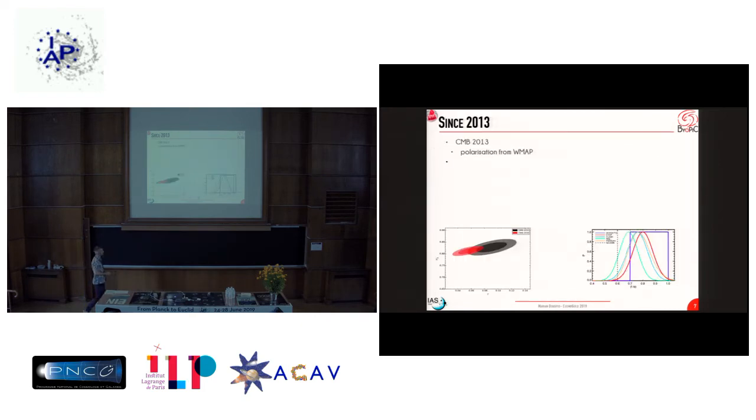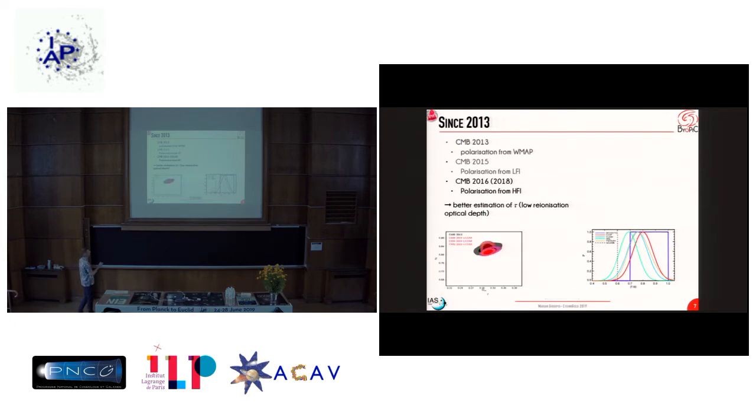So what has changed since 2013? On the CMB side, we've seen this morning that over the years, we used polarization from HFI with a better estimation of the reionization optical depth, a lower value of tau, and this lower value of tau, because of the degeneracy with sigma 8, ends up with a smaller value of sigma 8 as well. So if you plot that in these omega m sigma 8 contours, you move from the black contours in 2013 to the latest one in 2018 in red here.